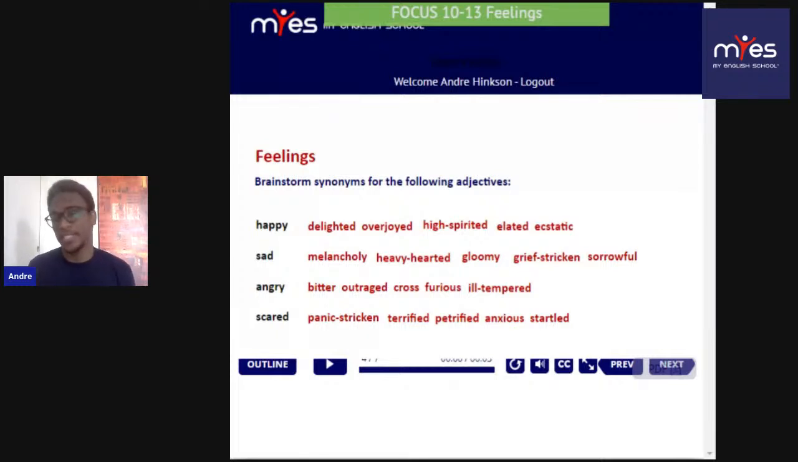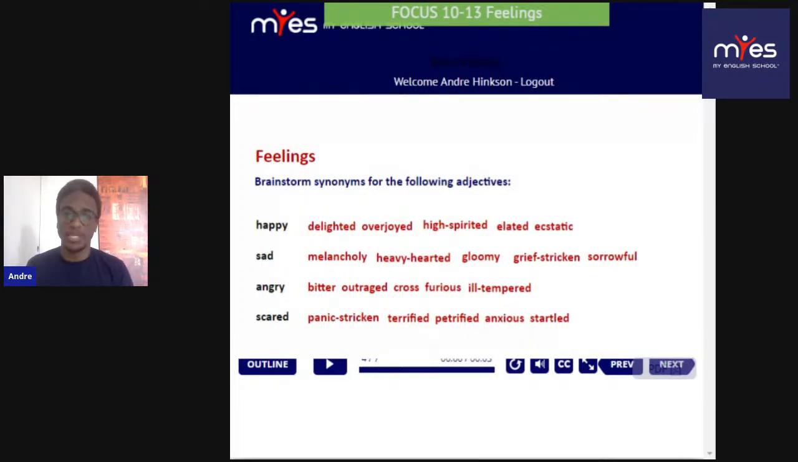Anxiety is a type of fear. Startled is also fear. Someone startled me. They frightened me. They scared me. Maybe they jumped out of a dark corner and startled me. So yeah, these are other words that can mean the same as these emotions.